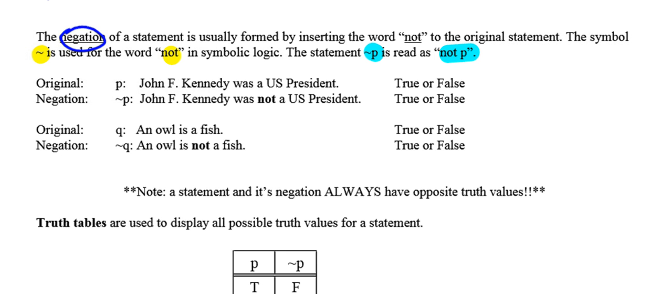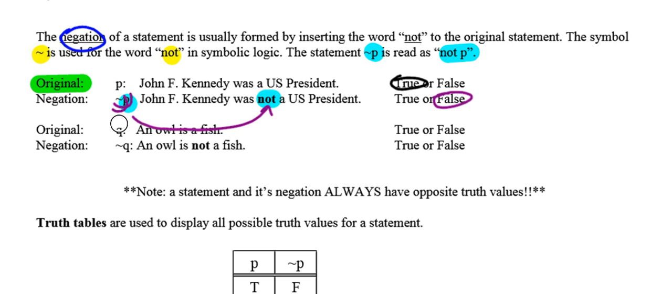All right, so let's take a look at some examples of what we've got going on here. In this first example, the original statement P says John F. Kennedy was a U.S. president. From your history classes, you should all know that that is a true statement. The negation of P, or not P, says John F. Kennedy was not a U.S. president. And again, notice that anytime I have the not before my statement, I have the word not somewhere in my sentence. That statement is false.